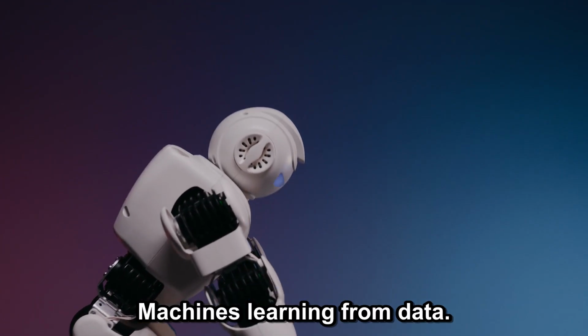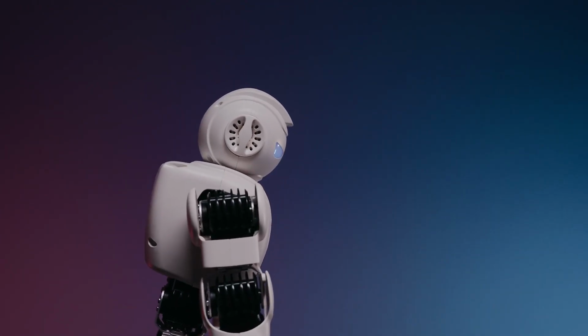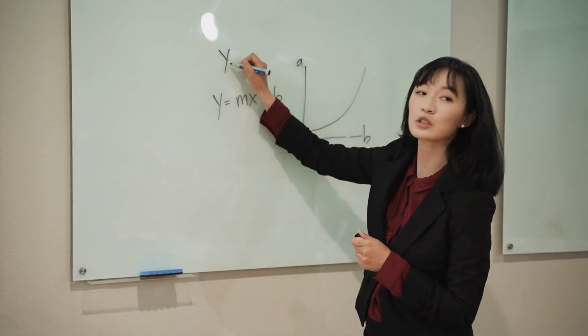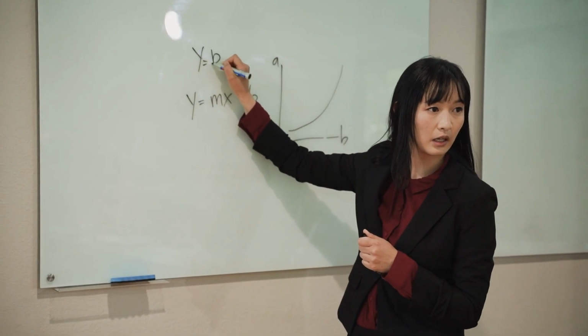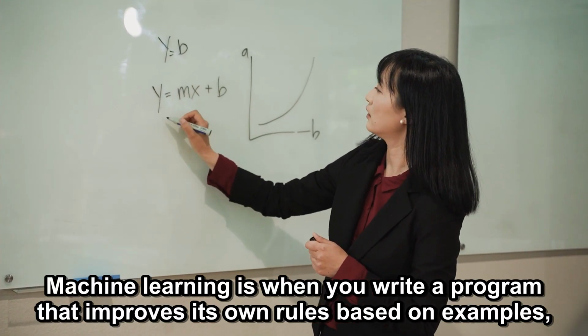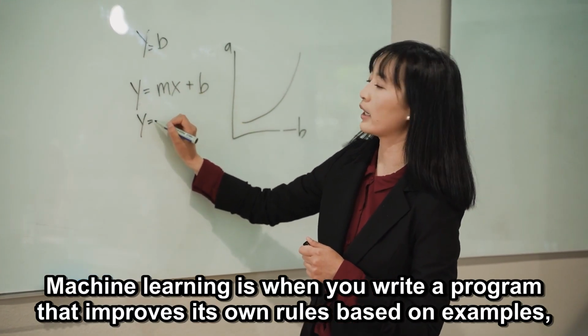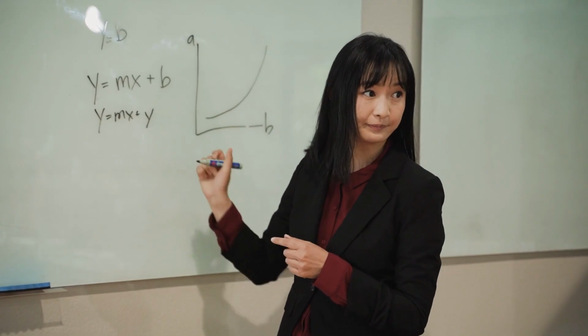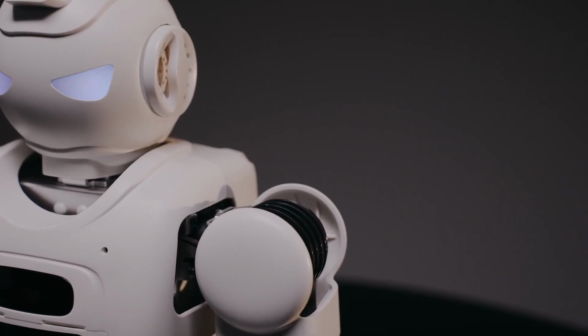Machines learning from data. Great. What does that mean on a Tuesday afternoon when you're trying to build something? Here's the real definition. Machine learning is when you write a program that improves its own rules based on examples, instead of you writing the rules yourself. That's it. That's the whole idea.